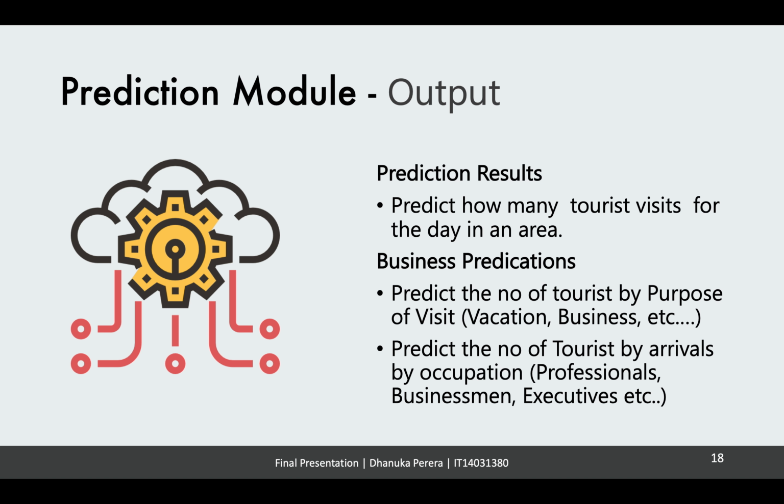So the main output of this module is the predicted number of tourists. There are other predictions like business predictions: predicting the number of tourist visits by purpose, and predicting the number of tourists by arrival and their occupation. Those kinds of additional business justifications we can predict.